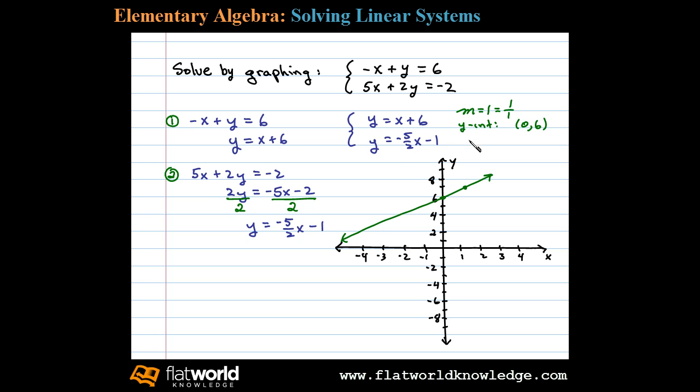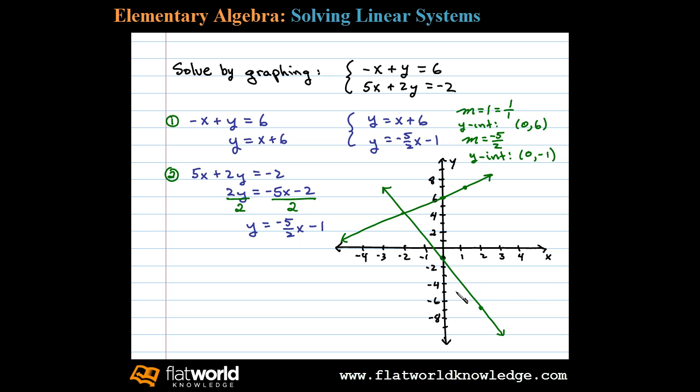Now the slope for the second line is negative 5 over 2. And the y-intercept here is (0, negative 1). So from the y-intercept, we'll mark off the slope: we'll rise negative 5, or we'll go down 5, and over 2, and we'll run 2. So that gives us a point right here, and we'll go ahead and connect those with a straight edge.